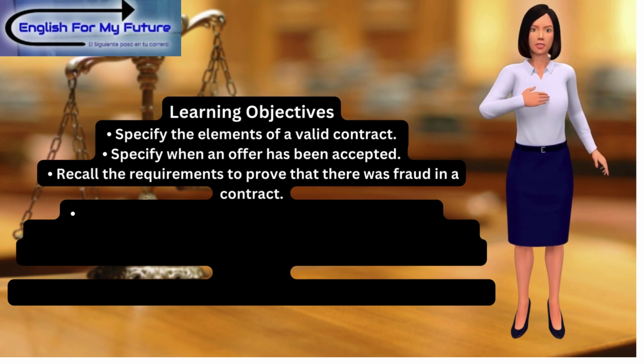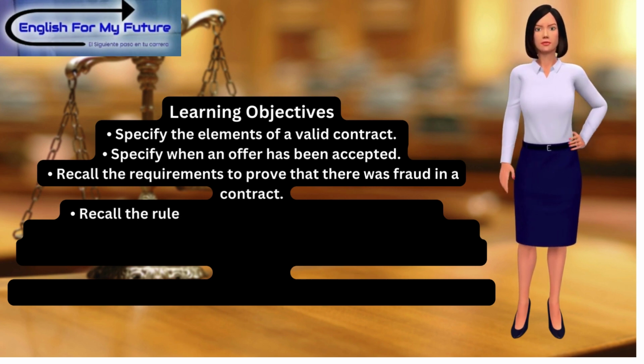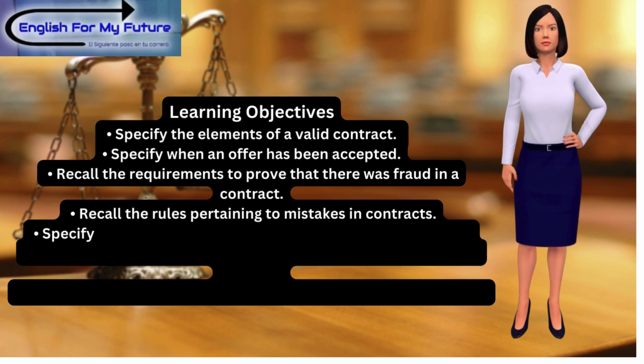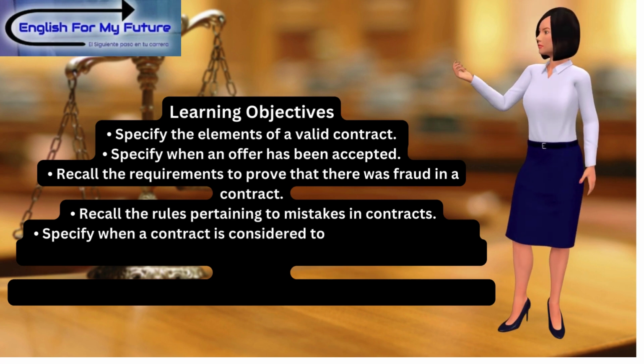Specify when a contract is considered to be unconscionable. Identify the rules pertaining to the evidence of terms relating to a contract. Recall the rules pertaining to the assignment of contractual rights.